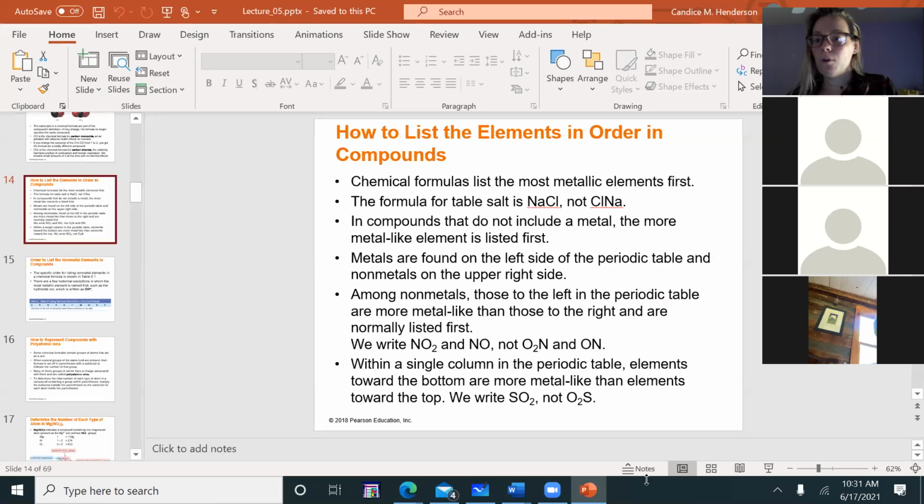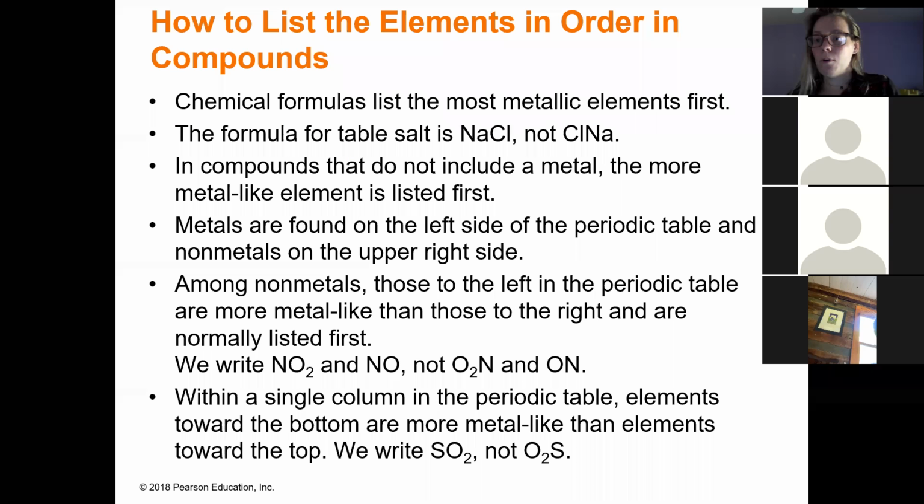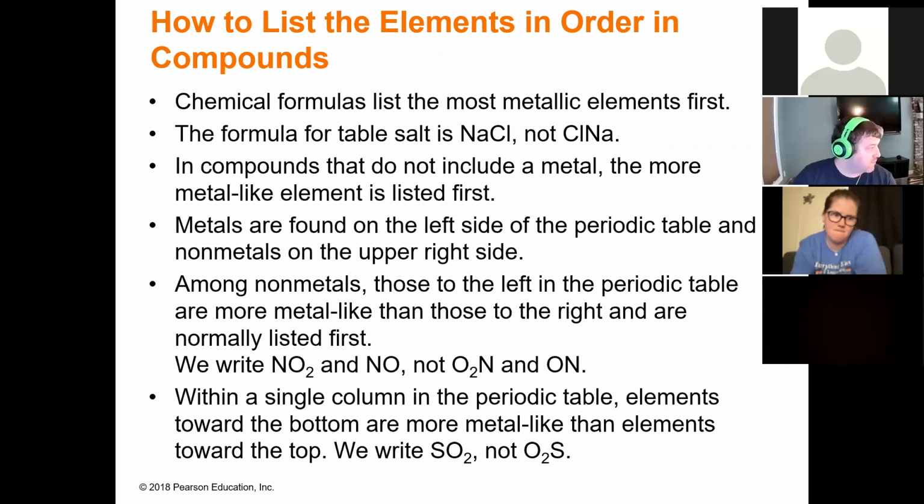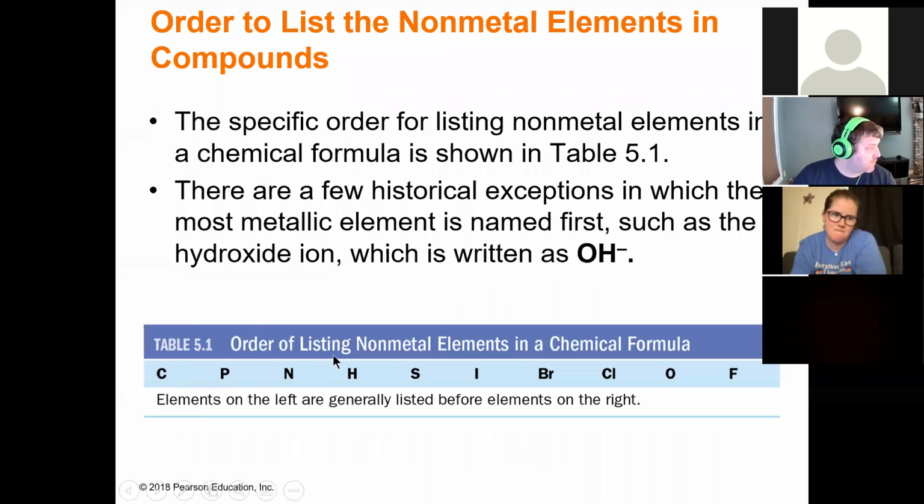Are there exceptions to that rule? I mean, all these rules, there are exceptions every now and then, but they follow, again, for the most part. So we write NO2 and NO as opposed to O2N or ON. We write SO2, not O2S. Here is the ordering of things that are most metal to least metal-like. So carbon is more metal-like than phosphorus, then nitrogen, hydrogen, and so on. Fluorine is the least metal-like.